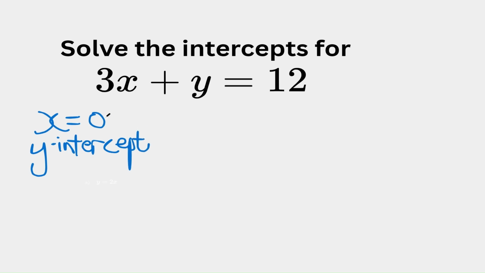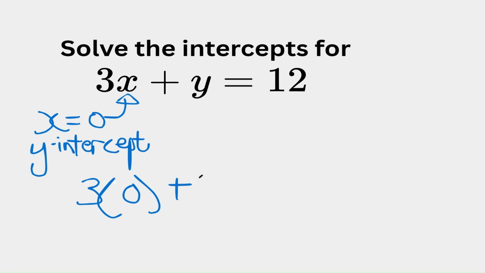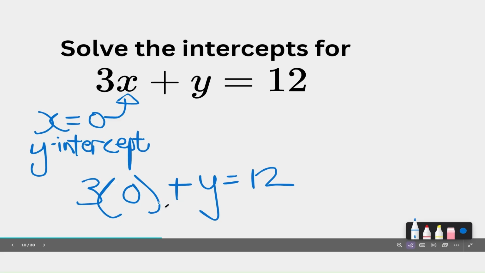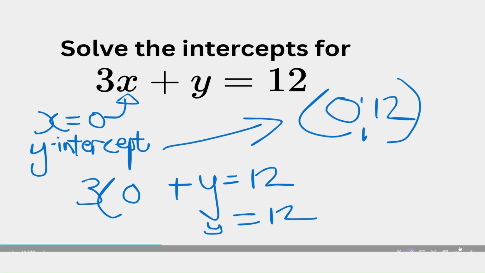So let's substitute this 0 into x's place. It looks like this. Then 3 times 0 is 0, plus y equals 12. So there we have it. Our y-intercept is 12. Now we can write our y-intercept coordinates down.